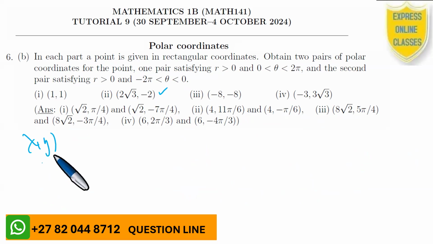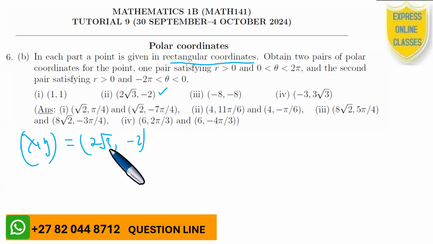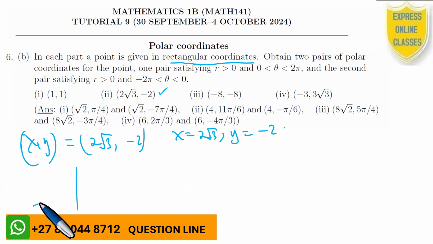So you have been given x and y because they said in each part, the point is given in rectangular coordinates. And that gives us x and y: x is 2 to the square root of 3, and y is minus 2. So when x is 2 root 3 and y is negative 2, that's going to be here.